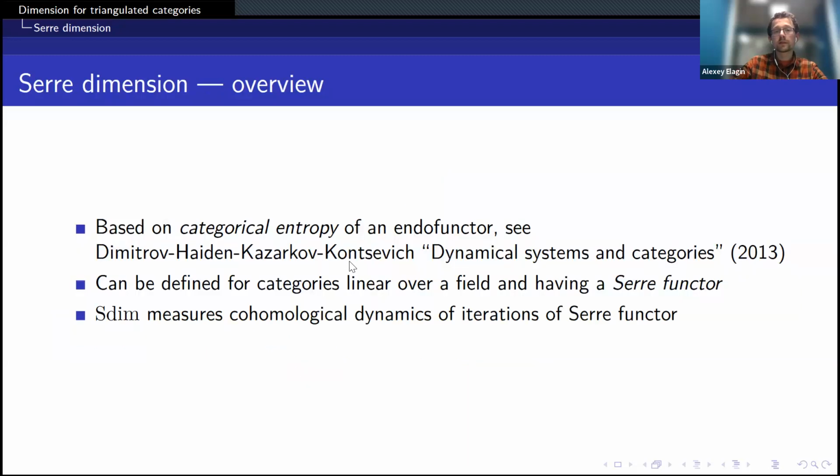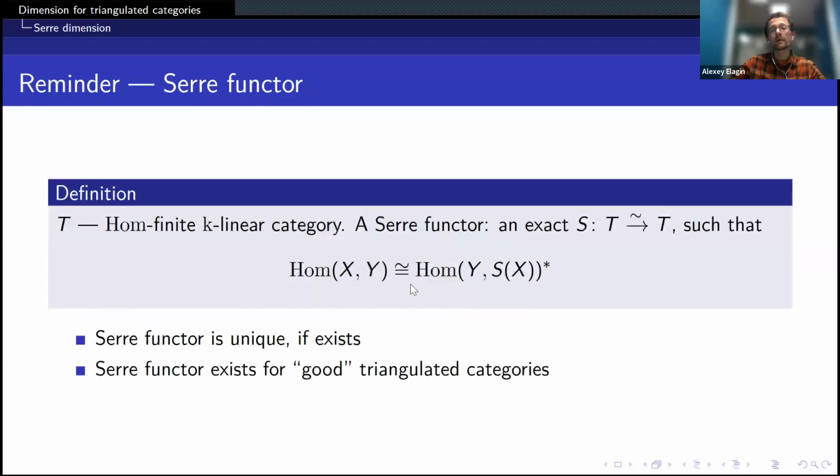So there are two ingredients in this definition: dynamics of iterations of some functor, which can be an arbitrary exact autoequivalence of our category, and the notion of Serre functor. So in principle, one can define dimension with respect to any autoequivalence, but Serre functor is good because it is like an invariant of the category. It is not an additional structure, but it is defined in terms of the category itself.